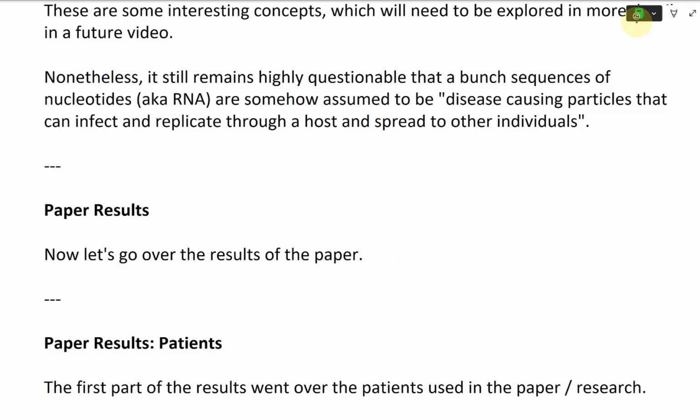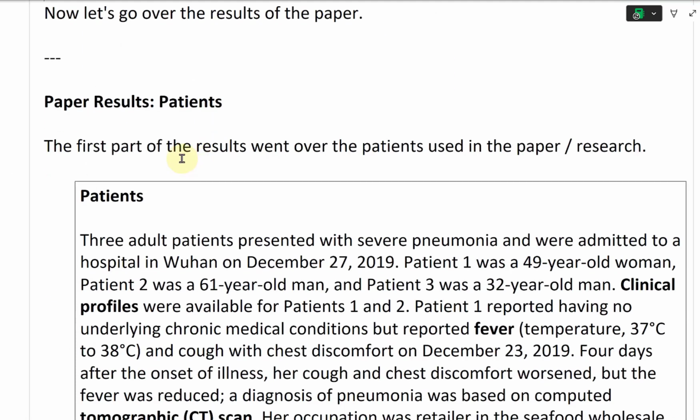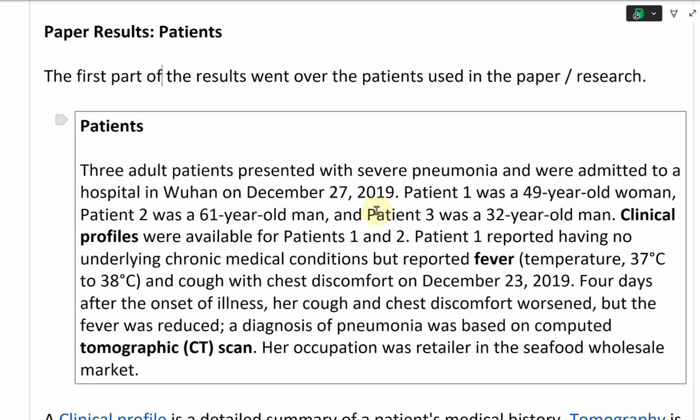And now let's go over the next section. It's on the results. So let's go over the results of the paper. And the first section of the results is discussing the patients. So the first part of the results went over the patients used in the paper/research. And let's take a look at this.